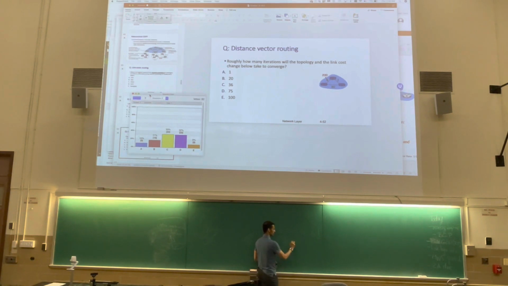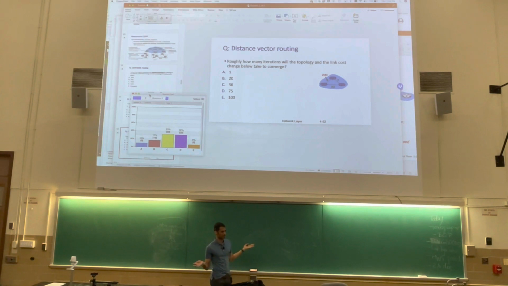What is D of Y? Can someone tell me what D of Y is? The distance vector of Y. Yeah, 402. Good. Okay, that's D of Z, just before this bad event happened, the increase from 4 to 200.